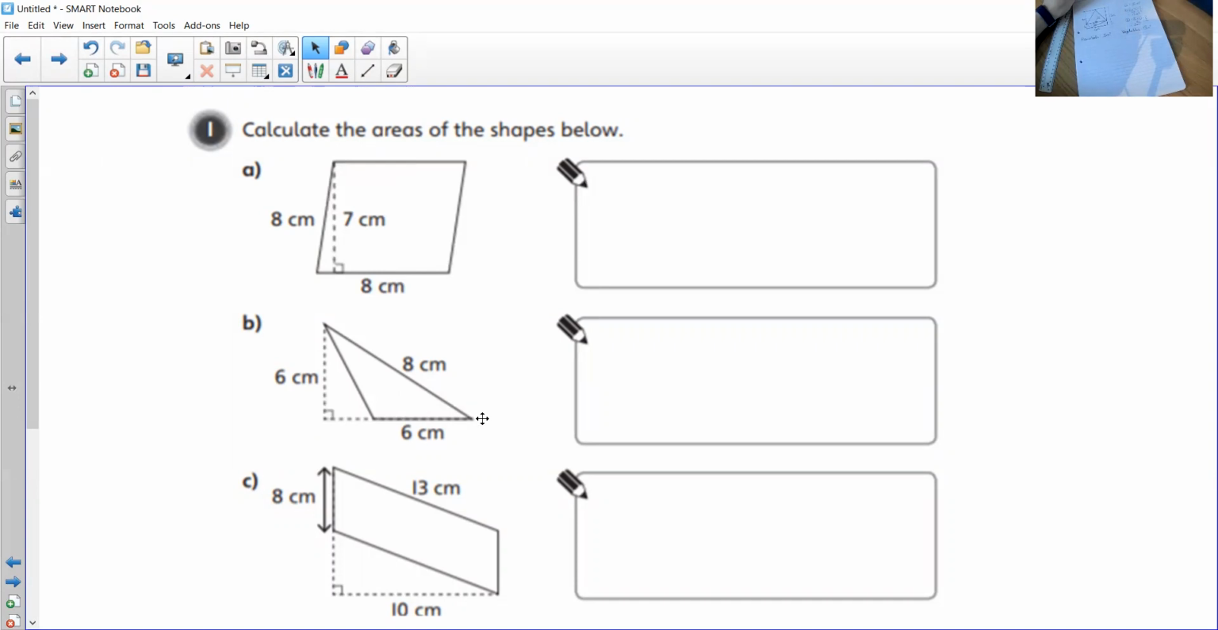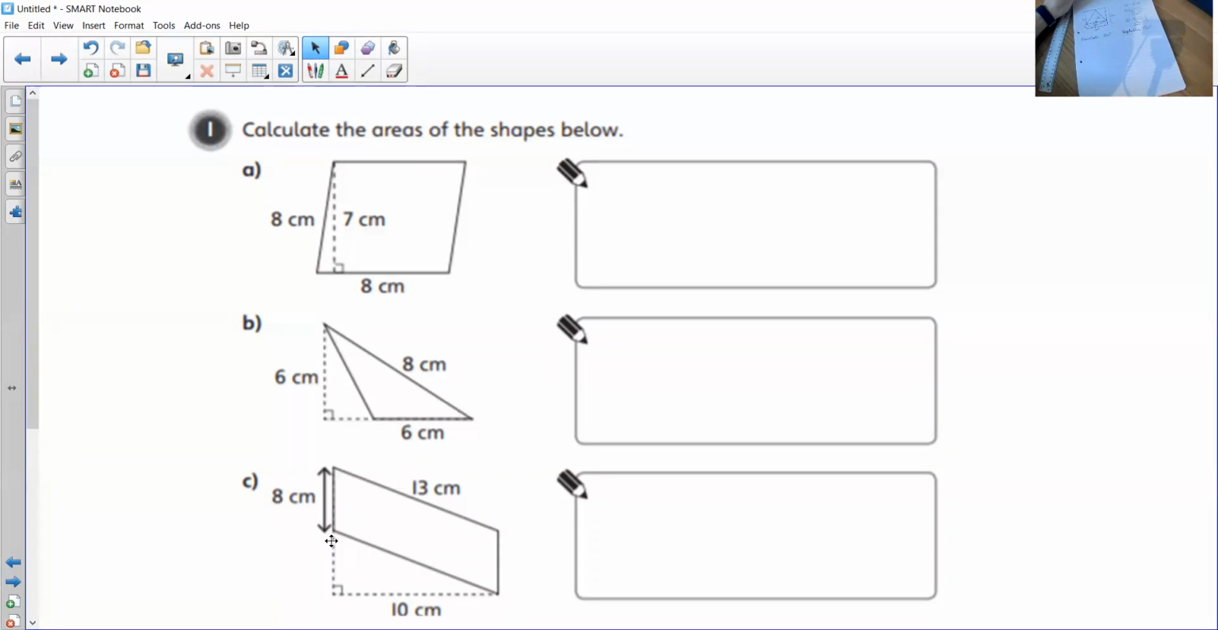Okay, this one then I've got here, they've been so kind to give us the perpendicular height and showed us that with a right angle here. So I know the base is 6, I know the height is 6, so I know that is 36, and then I just halve that. Well, half of 30 is 15, half of 6 is 3, so then it will be 18 centimeters squared.